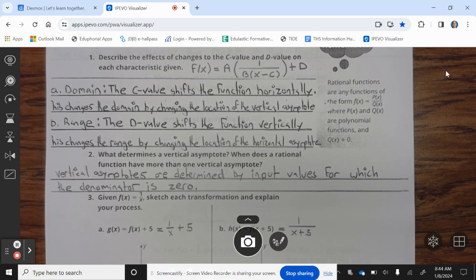A. Domain. The c value shifts the function horizontally. This changes the domain by changing the location of the vertical asymptote. B. Range. The d value shifts the function vertically. This changes the range by changing the location of the horizontal asymptote.